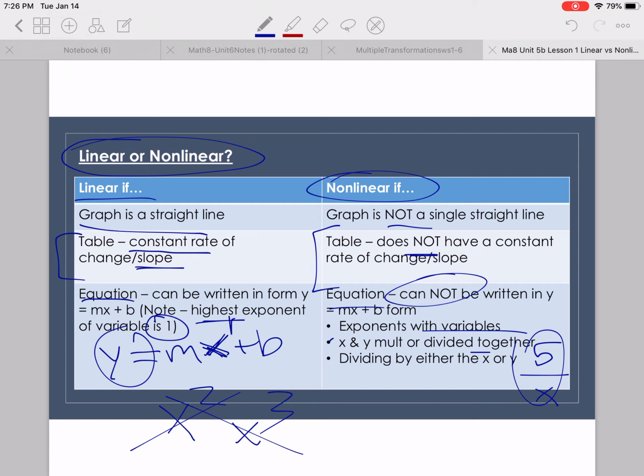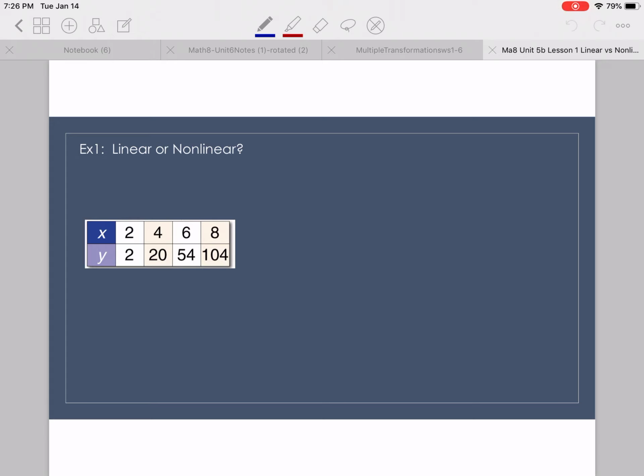All right, so we're going to take an example or two of each of these. We're going to look at one that's a graph, one or two that are tables, and then an equation or two. So let's start with the tables, then we'll get to the graphs in a second. The table we'll start with here would be linear or nonlinear. We got an x, y t-chart here.